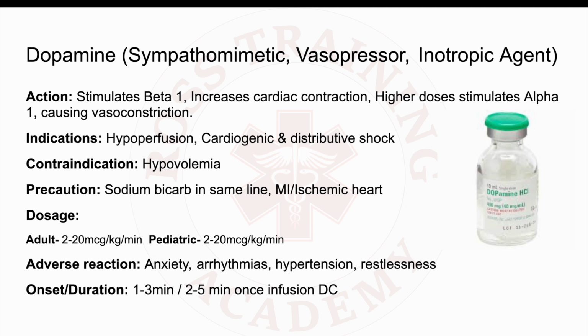The dosage is going to be about 2 to 20 micrograms per kilogram a minute for an adult and for a pediatric, so 2 to 20 micrograms per kilogram a minute. Some adverse reactions are going to be anxiety, arrhythmias, hypertension, and then restlessness. And then your onset is going to be 1 to 3 minutes, and your duration is going to be about 2 to 5 minutes once the infusion is discontinued.